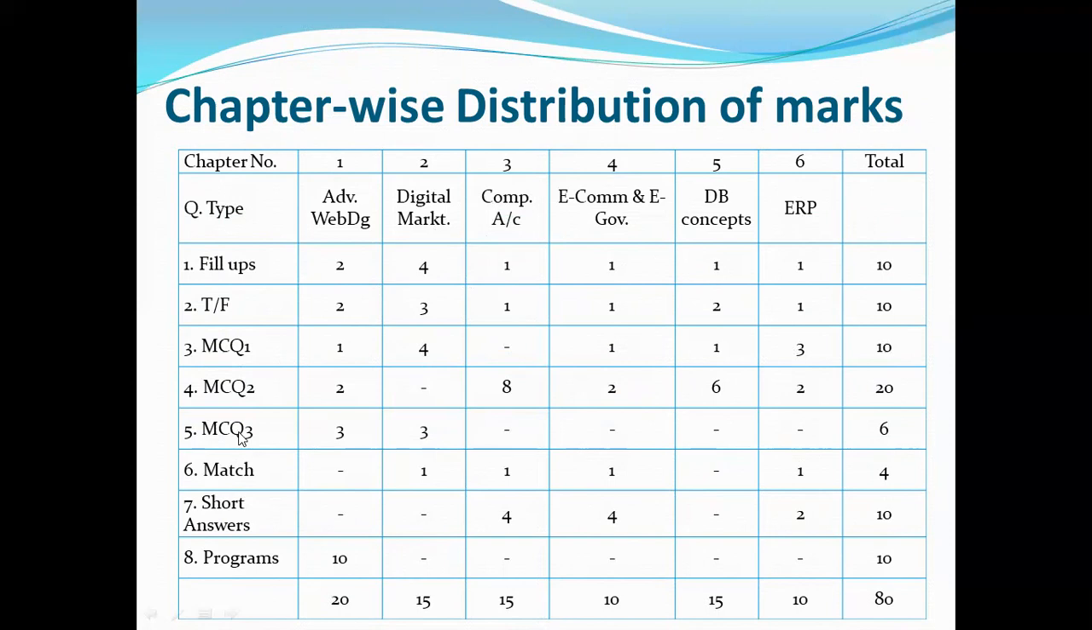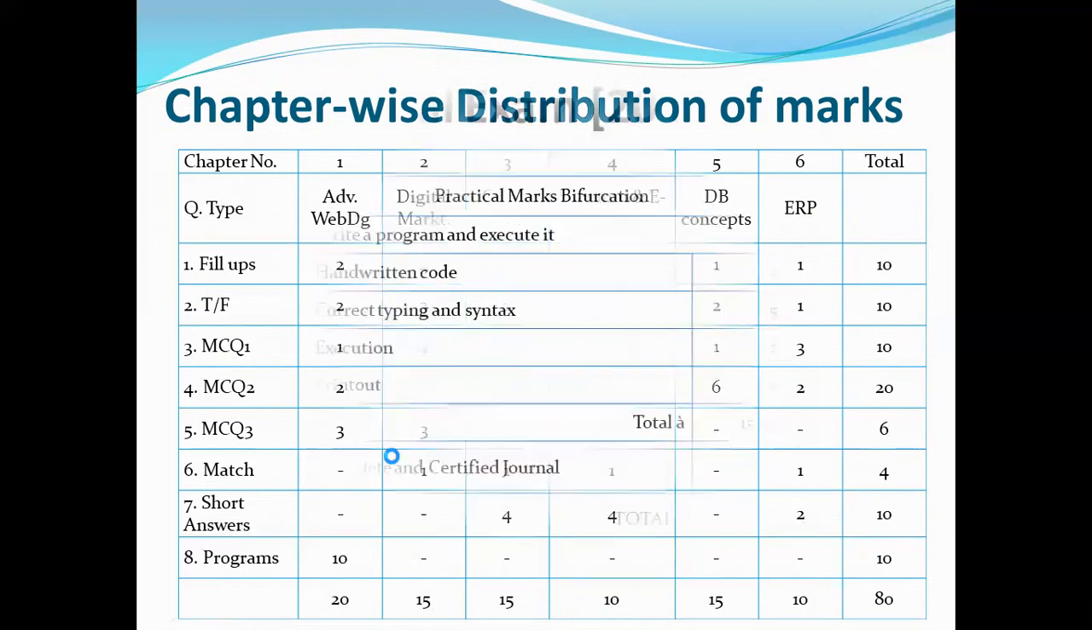MCQ 3 is only from the first and second chapters, as I already told you. Match the columns is most probably from the second, third, fourth and sixth chapters. Short answers are most probably, as I told you, from the third, fourth and sixth chapters, that is computerized accounting, e-commerce and ERP. The programs will be only from the first chapter, advanced web designing. And the total marks have already been distributed.